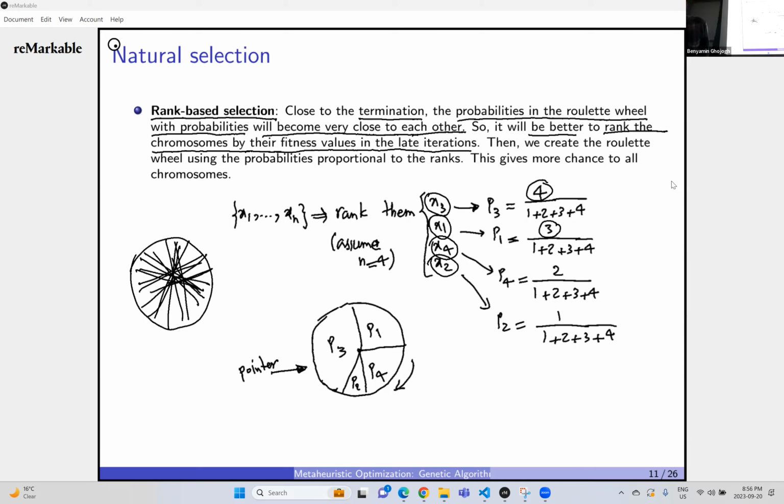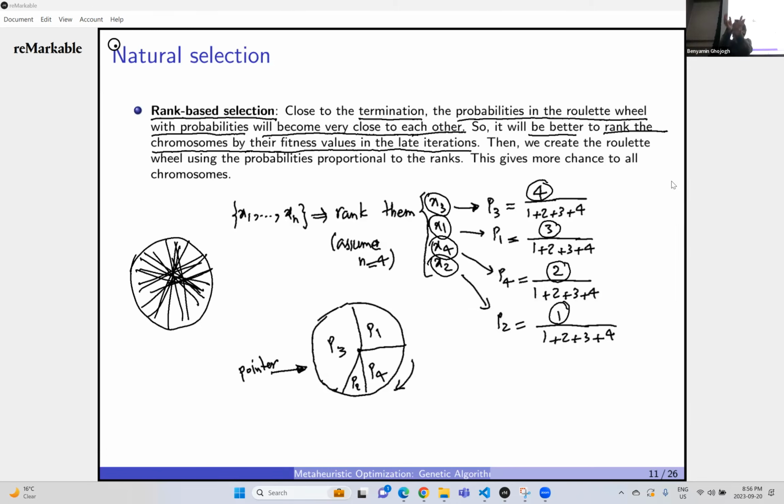The third one has 2 scores. The last one has 1 score, because I have 4 chromosomes. Did you understand? In this way, just let me finish. In this way, what happens?